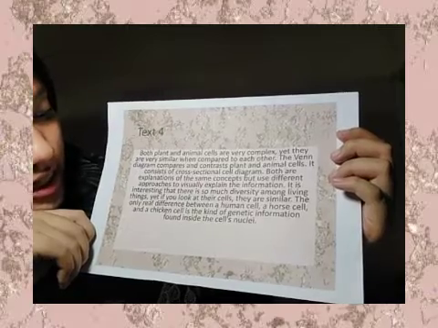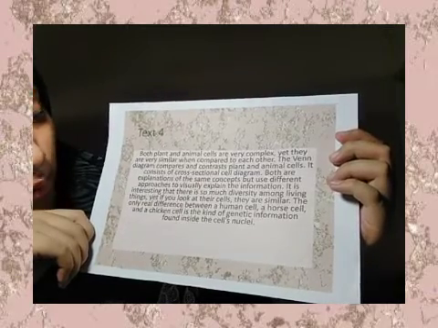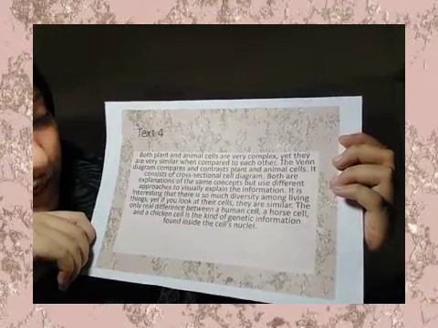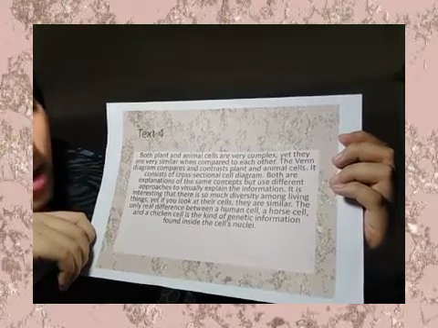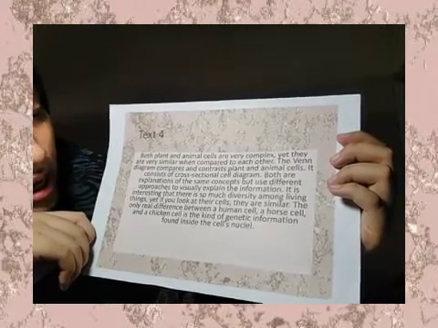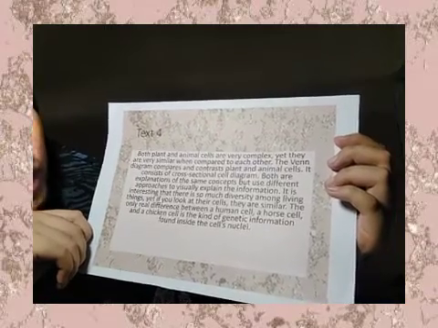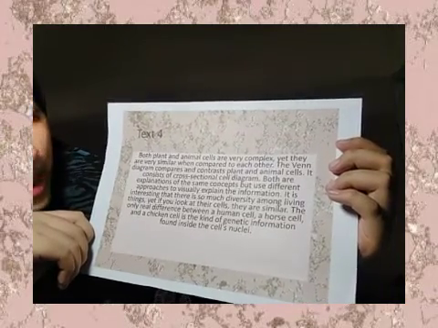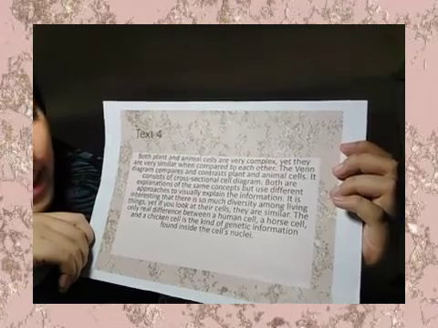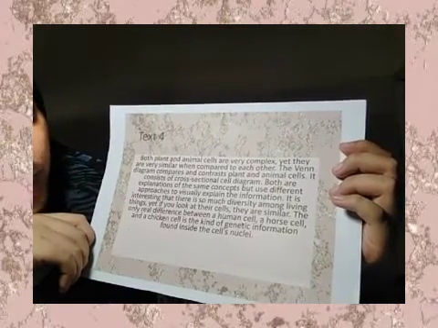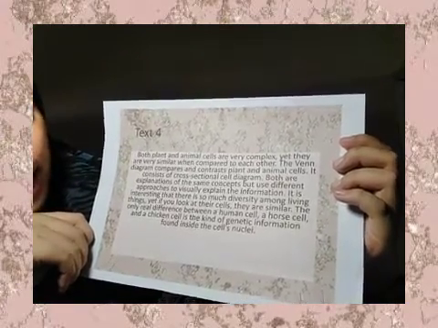It is interesting that there is so much diversity among living things. Yet, if you look at their cells, they are similar. The only real differences between a human cell, a horse cell, and a chicken cell is the kind of genetic information found inside the cell's nuclei.